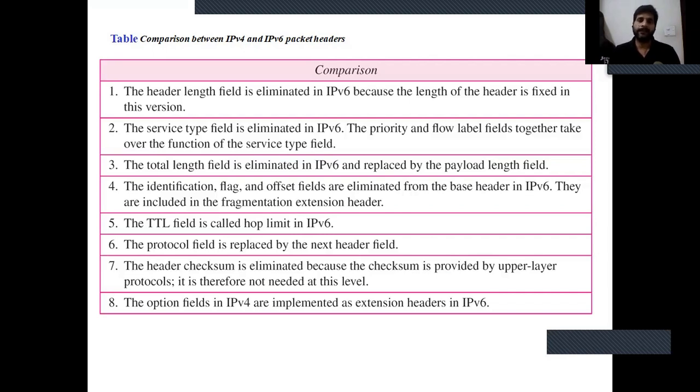Now the next difference: the time to live field is called hop limit in IPv6. The protocol field is replaced by the next header field. The header checksum is eliminated because the checksum is provided by the upper layer protocol. It is therefore not needed at this level. The option fields in IPv4 are implemented as extension headers in IPv6. That is the basic difference between IPv6 and IPv4.